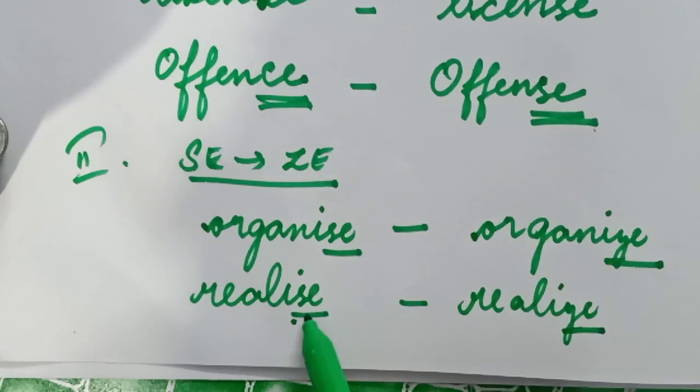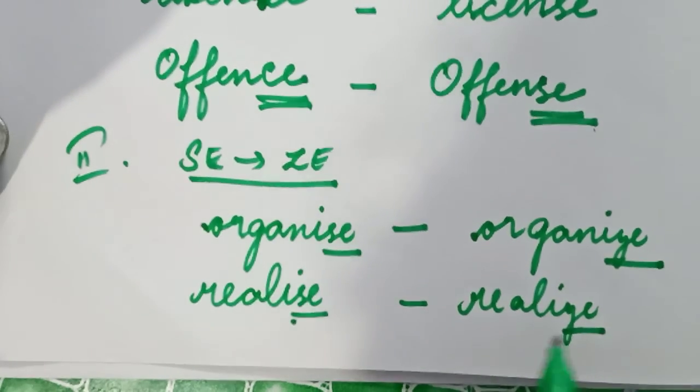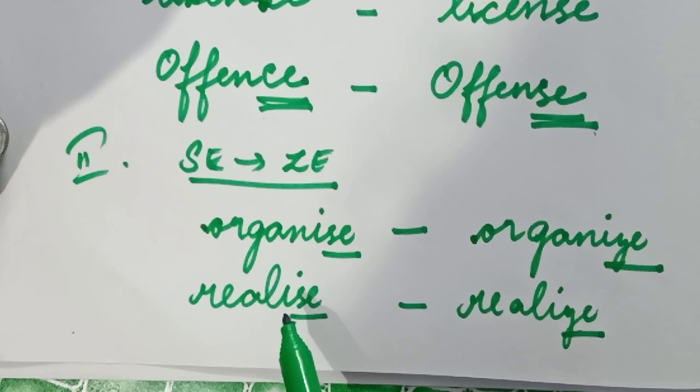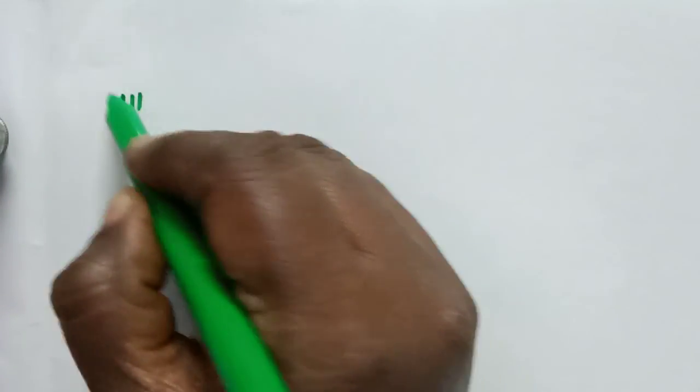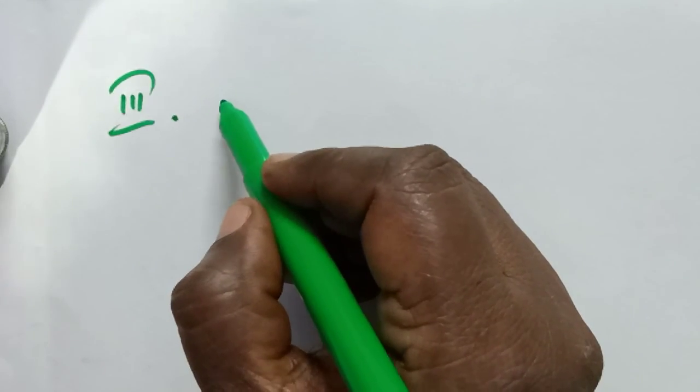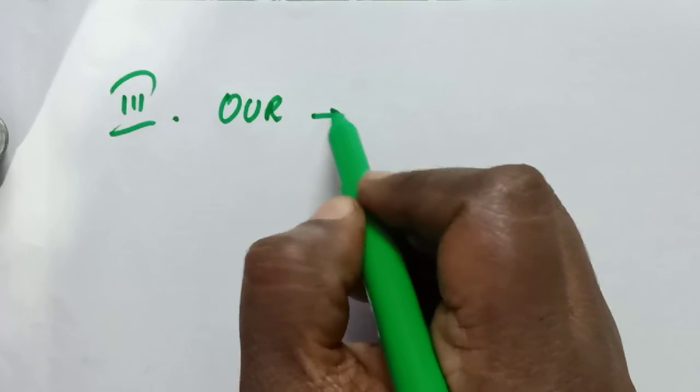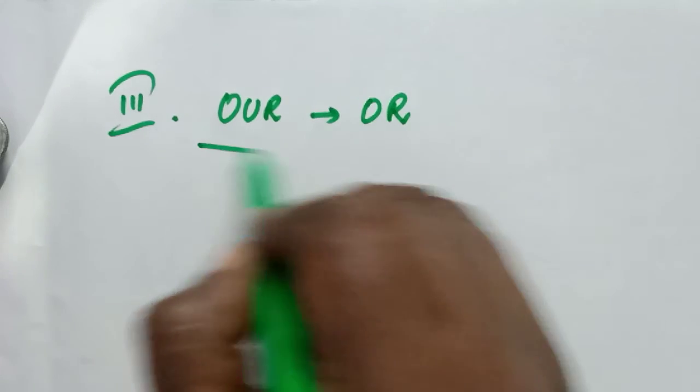You would have seen both spellings in your books. You would have been confused about which is the correct spelling to use. Both are correct. The only difference is that this is British English and this is American English. And the third type is the OUR to OR type.